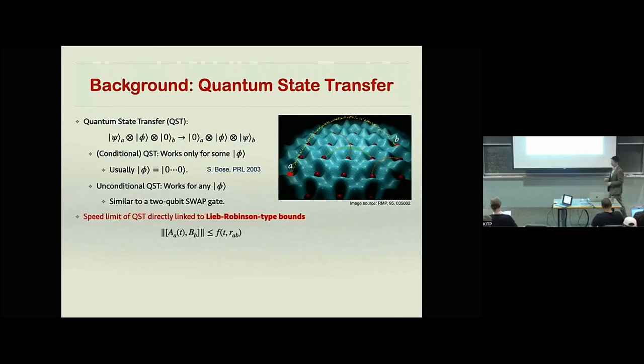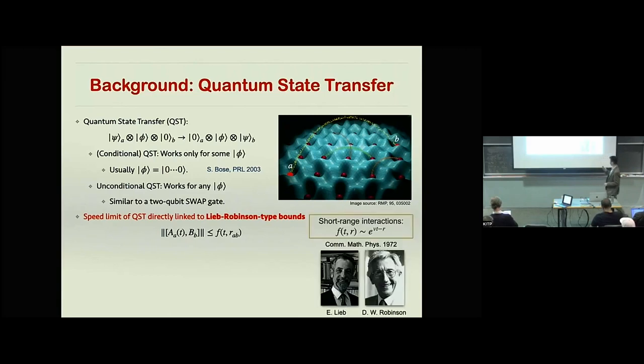One of the reasons people are interested in quantum state transfer, especially in recent years, is that it is directly linked to Lieb-Robinson type bounds. If you've ever seen a bound like this, it tries to bound the commutator of an operator on side A, evolved in time t, with an operator on side B. If you're trying to bound the norm of this commutator, which is basically the size of this commutator, by some function that depends on t and r, this is basically a Lieb-Robinson type bound.